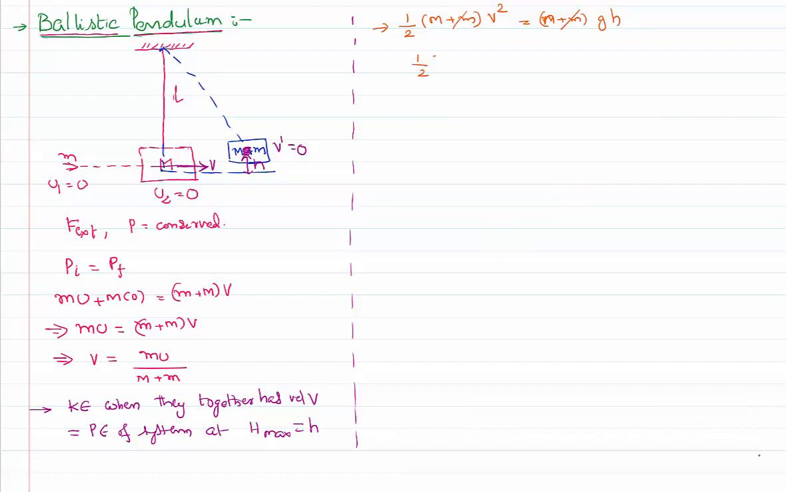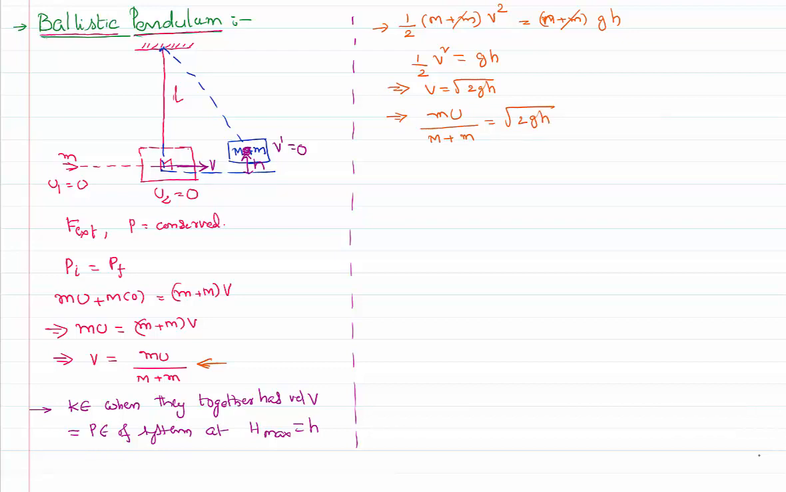So half of V square equal to gh. That implies V equal to root 2gh. But we already know V in terms of the masses. So substituting this value of the V here, as we know V is mass of the bullet into initial velocity of the bullet by mass of the bigger block and mass of the bullet, equal to root 2gh.